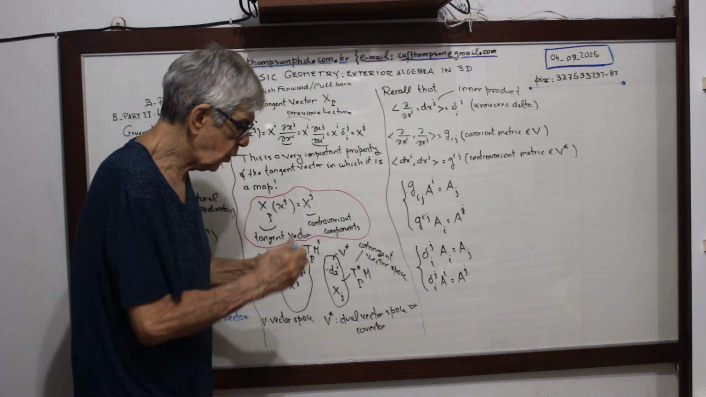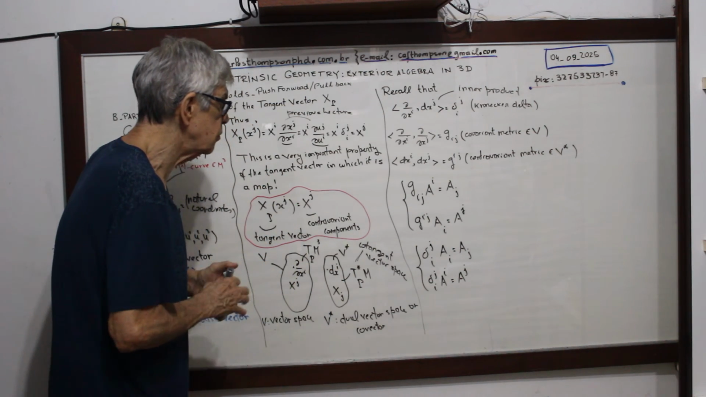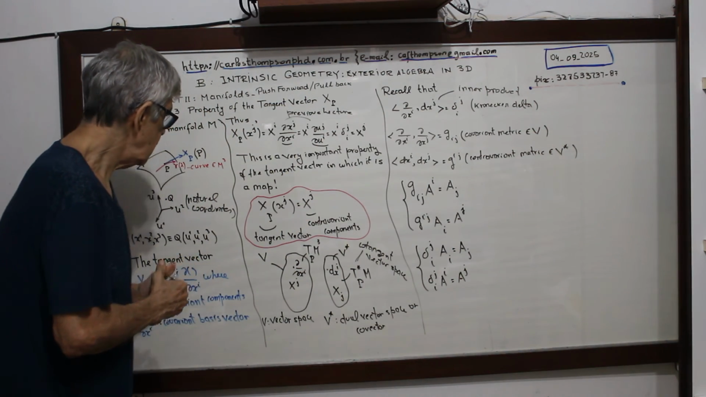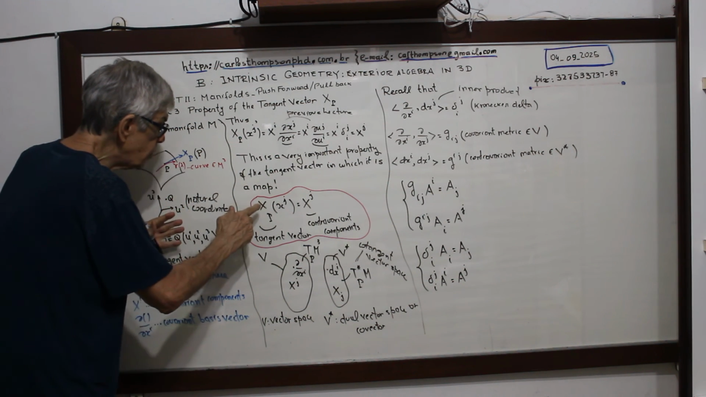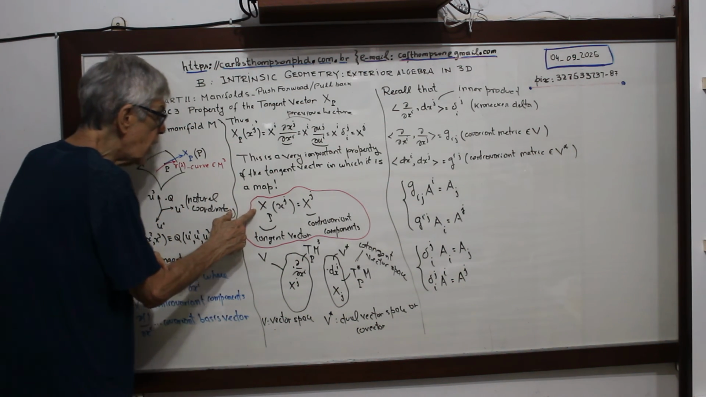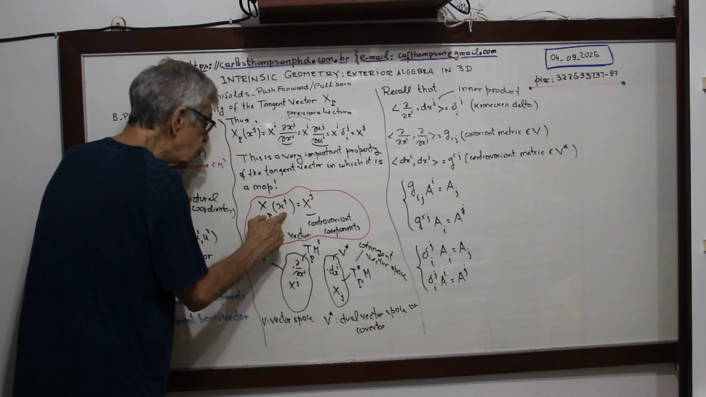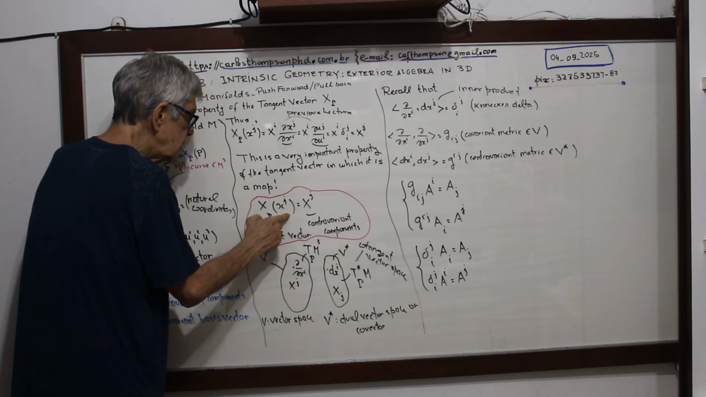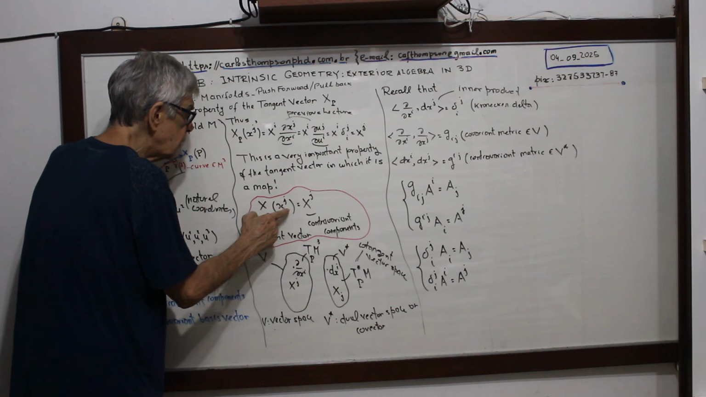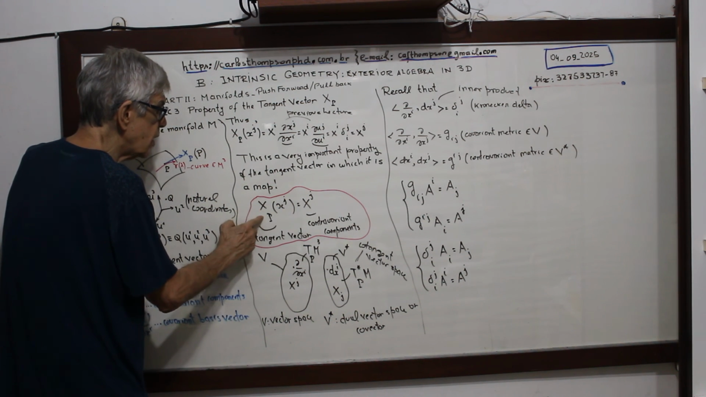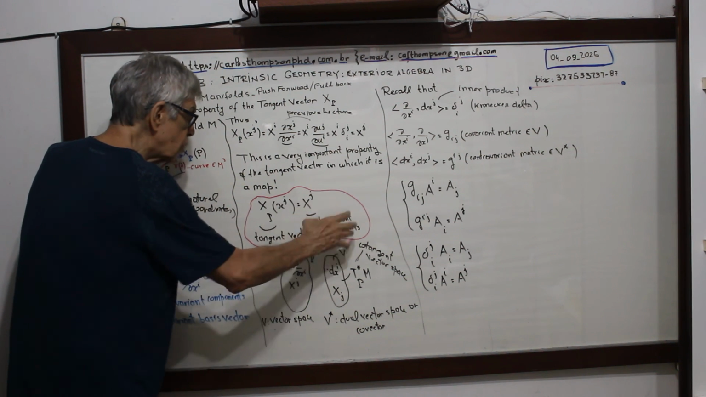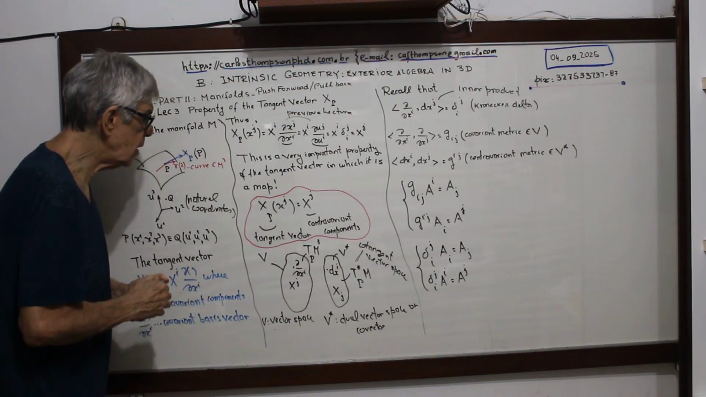All this we derived in previous videos, previous lectures. That's a very important property of the tangent vector. It acts on these local coordinates and leads to the components of this vector Xp. These are the contravariant components. Okay, that's it.